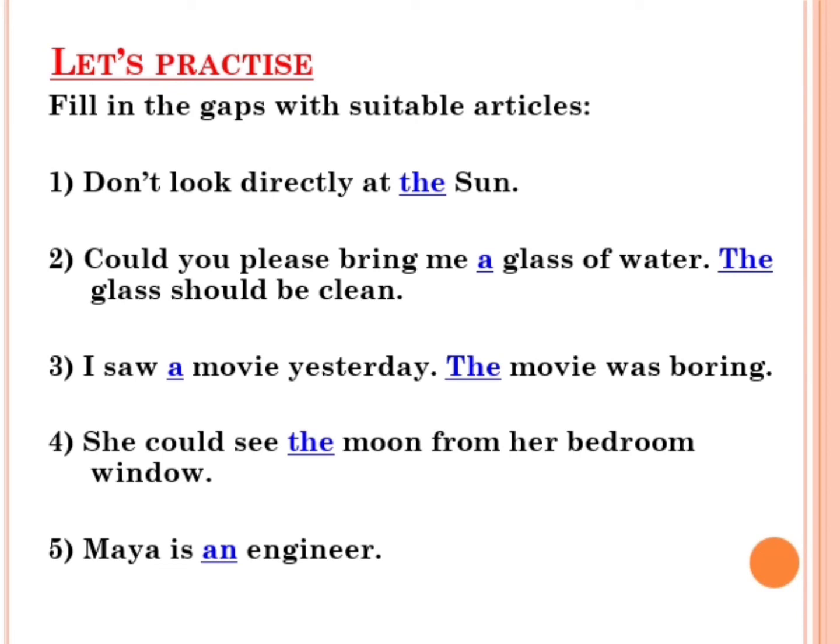Three. I saw a movie yesterday. The movie was boring. Fourth. She could see the moon from her bedroom window. Number five. Maya is an engineer. Now here the word engineer starts with a vowel sound. Therefore, I've put an before it.